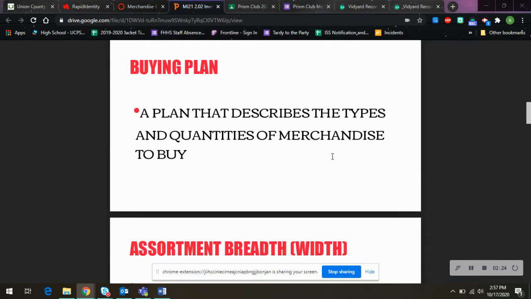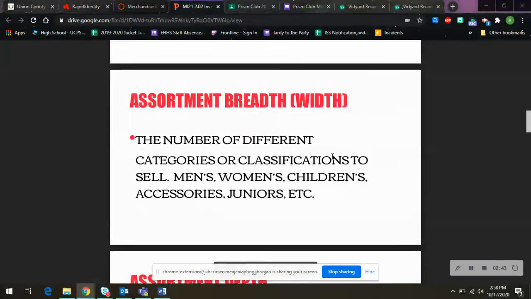A buying plan is a plan that describes the types and quantities of merchandise to buy. So, this is when they would sit down with all the members of the buying committee and they would say, "Hey, how many women's dresses do we need? How many women's dresses are going to be bought? What types are going to be bought?" And that's what they would then go out and buy with the buying plan.